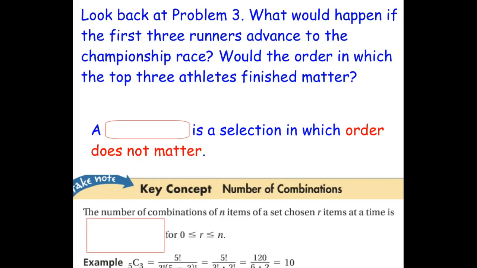So we talked about finishing first, second, and third, and we said it matters, right? If I come in first, that's different than coming in third. What if it doesn't matter? What if I changed the question and said, the top 3 place finishers move on to the next competition? Does it matter now if I came in first or third? No, I get to advance to the next round. Does that make sense? So just by changing that one little piece, we've changed it from being a permutation, where the order matters, to being a combination, where the order doesn't matter.